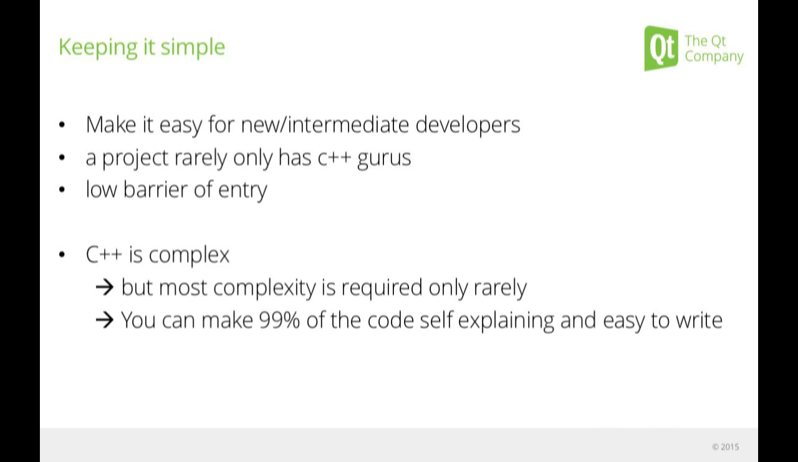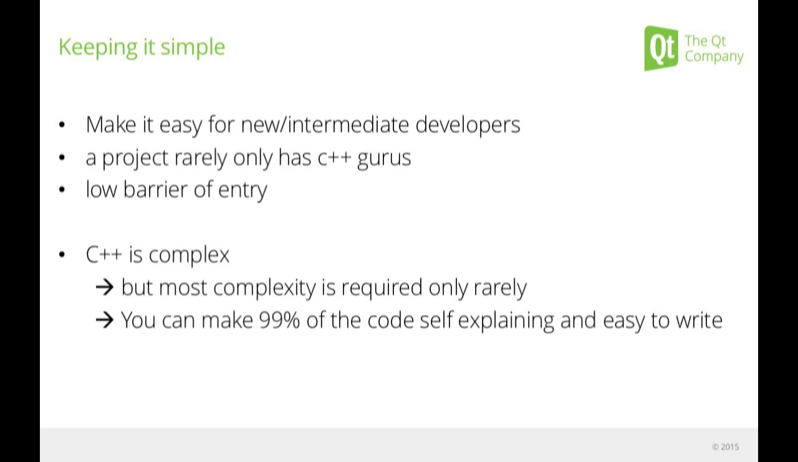Also, your project rarely only has C++ gurus. You might have other people who come with another background. Maybe their main programming language has not been C++ in the past. And we all know C++ is a very complex language. It's very powerful as well, but most of that complexity is only required rarely in some parts. And there, of course, you use all the power. But you can make 99% of the code, maybe that's a little bit exaggerated, in some cases maybe only 90% of the code, rather self-explaining and easy to write and easy to read afterwards. And that's what you should aim for.